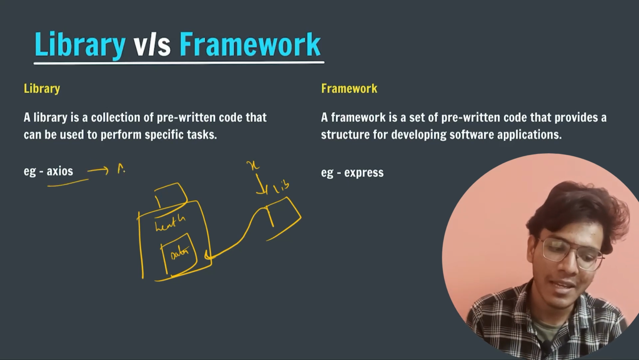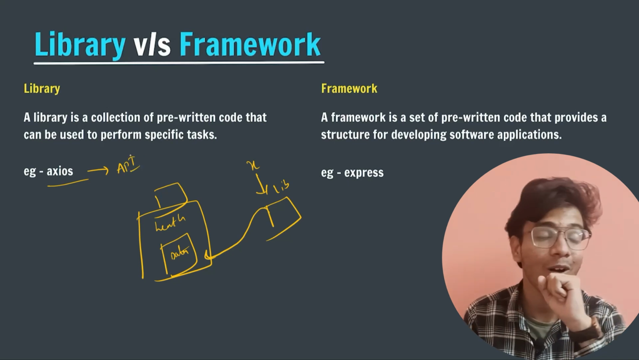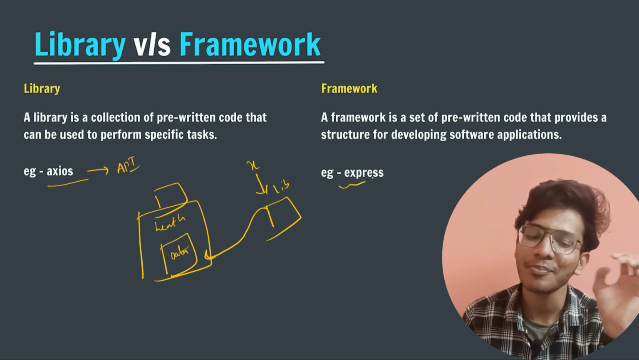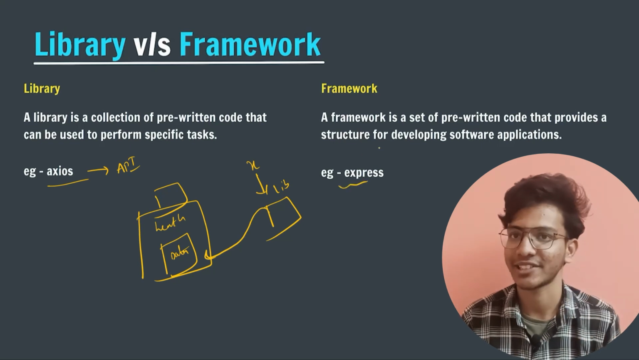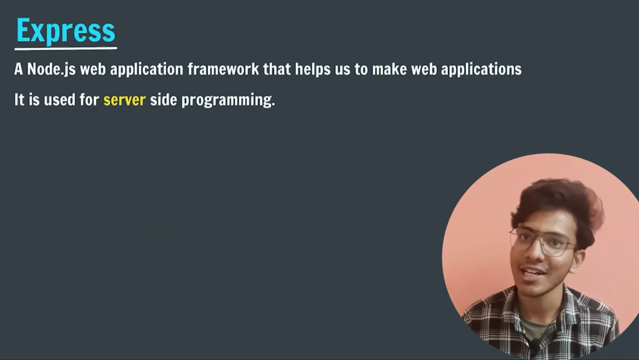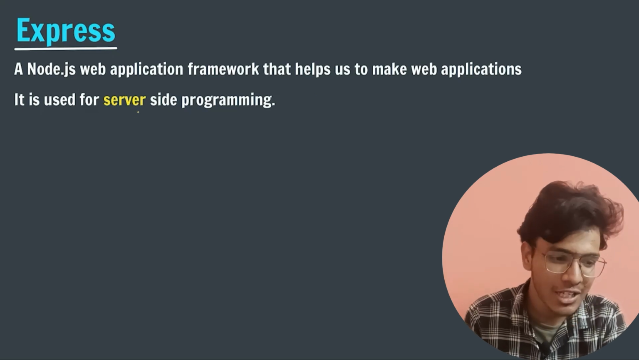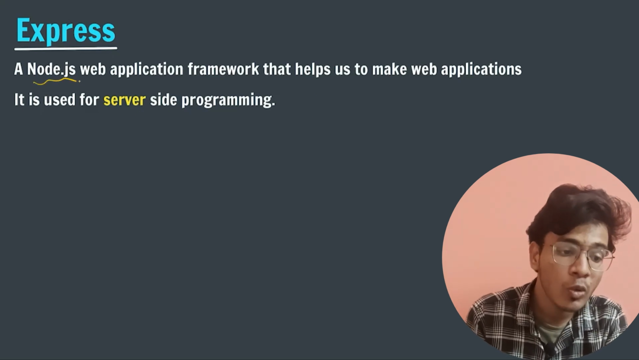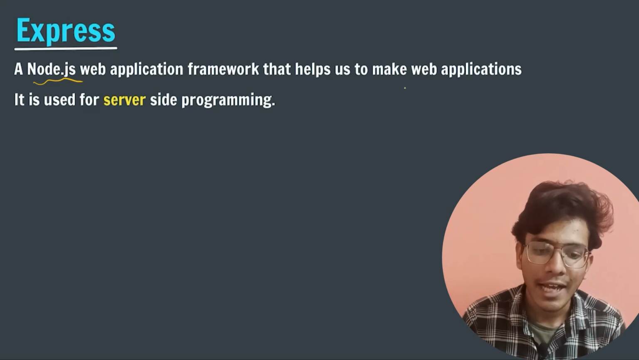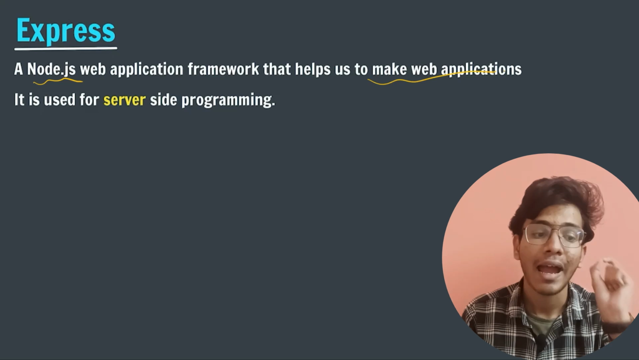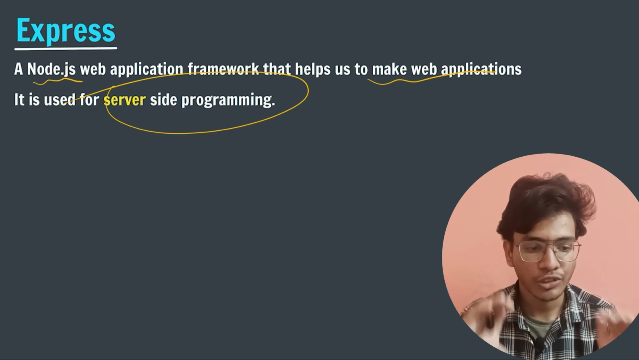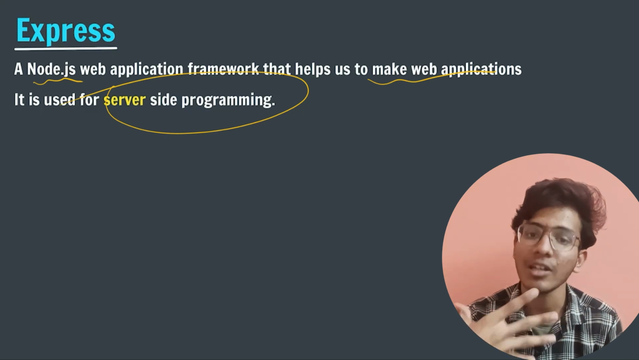One of the best examples of a library is Axios. Axios is an API library. We have seen it when we talked about APIs. One of the best examples of a framework is Express, and using Express we can build our very own servers. The formal definition of Express is that it is a framework based on Node.js that helps us make web applications, and it is mainly used for server-side programming.